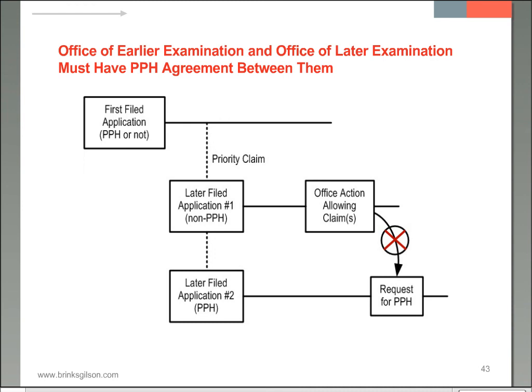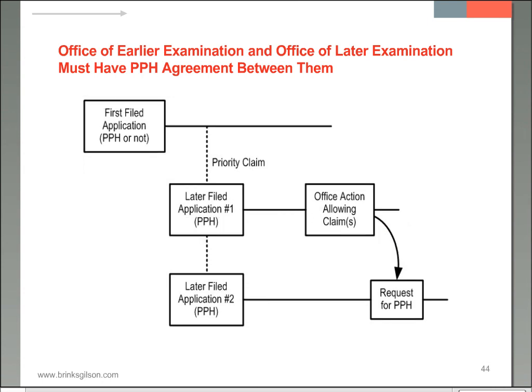So in this slide that's shown right now, the later filed application number 1 is in a non-PPH country or patent office. It's received an office action with an allowed claim, but by the cross, meaning you cannot use PPH. They're just not common members of the PPH. But if that same country was a PPH member, then that office action would allow you to request PPH in the later filed application number 2.